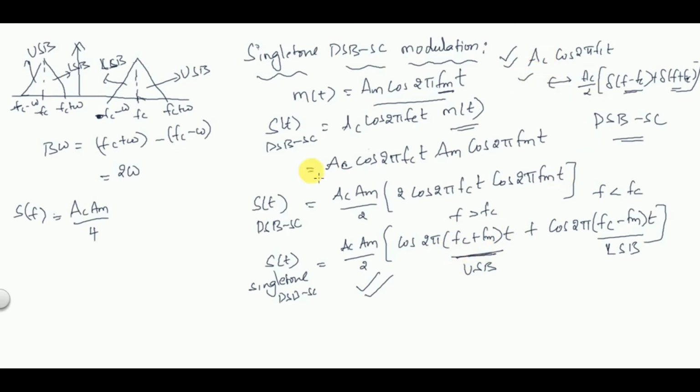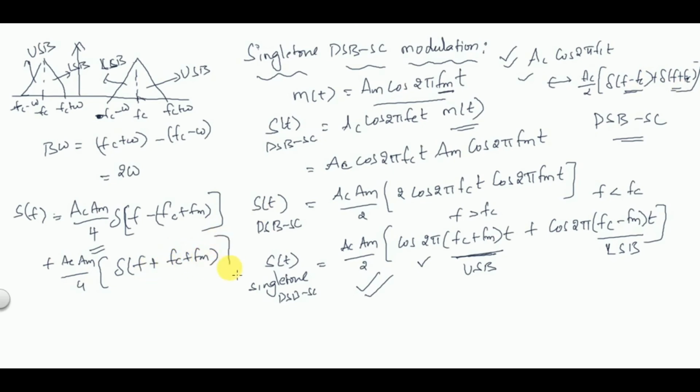So using this concept applying to the first signal, we'll get two impulses. The amplitude also gets divided by 2, so AcAm by 2 divided by 2 is AcAm by 4. In the place of fc we have fc plus fm, so AcAm by 4 into delta of f minus (fc plus fm), plus AcAm by 4 into delta of f plus fc plus fm. This is due to the first term, that is the upper sideband.